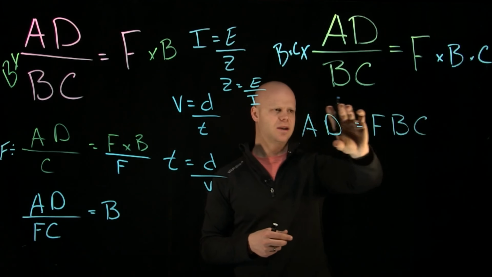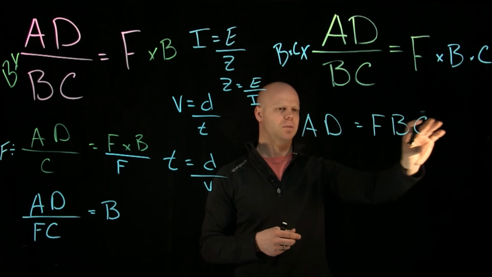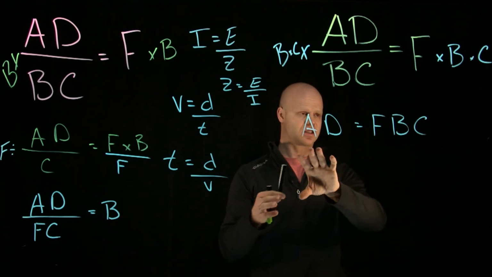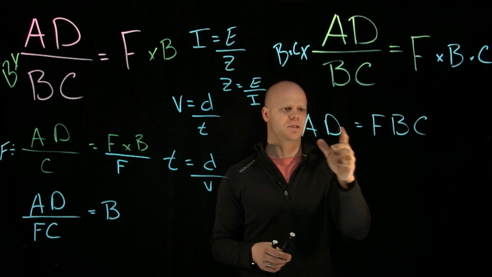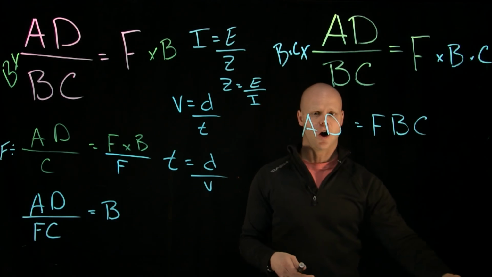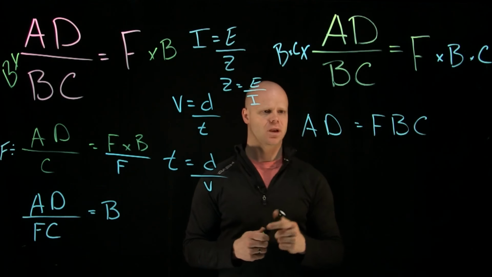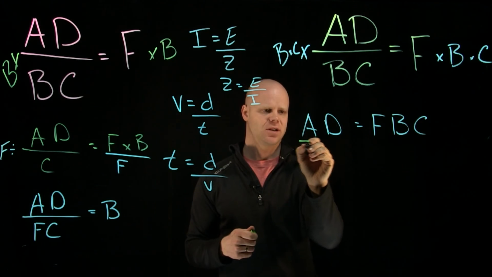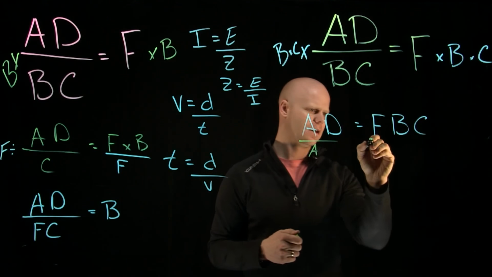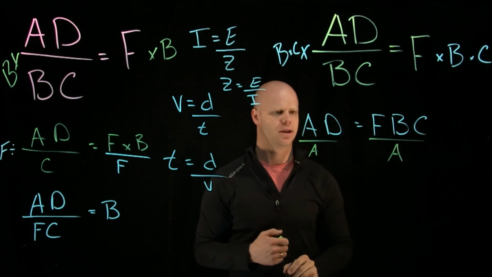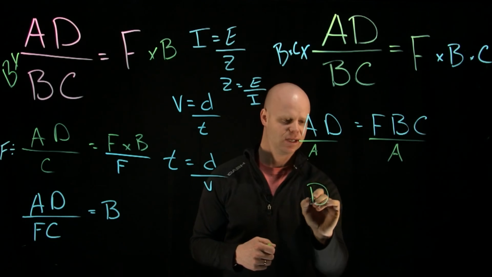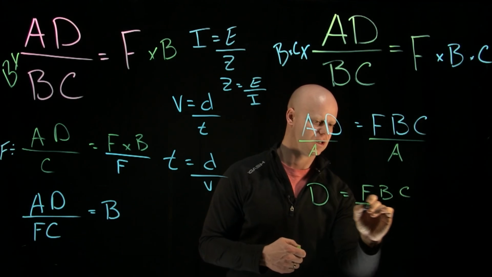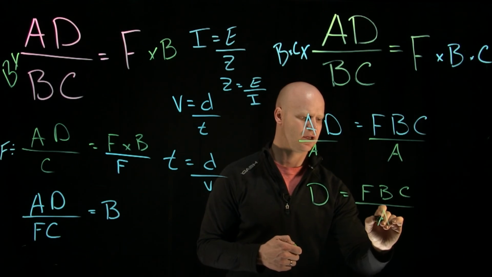Now that it's linear like this, all being multiplied together, I can move any variable because it's just the same function over and over again, A times D. So if I want to solve for D, I'm trying to isolate D, I'm trying to move A times D. So the opposite would be to divide by A, and I would end up with D is equal to F times B times C all over A.